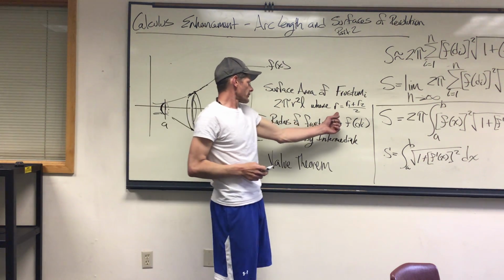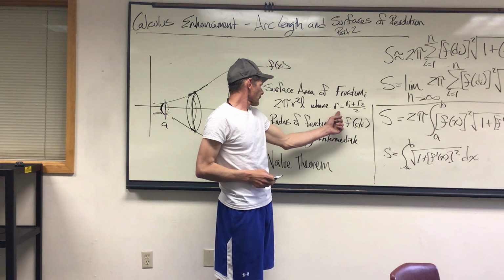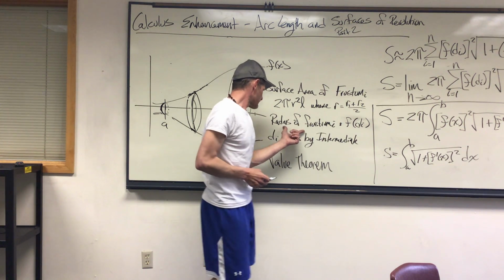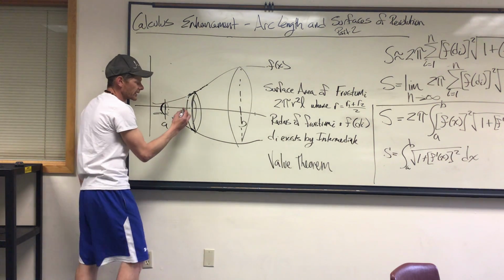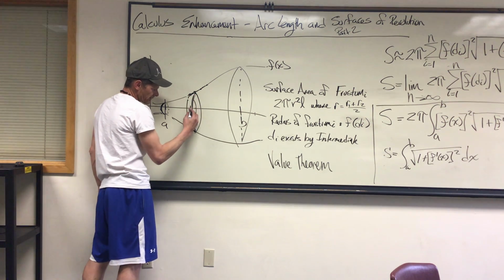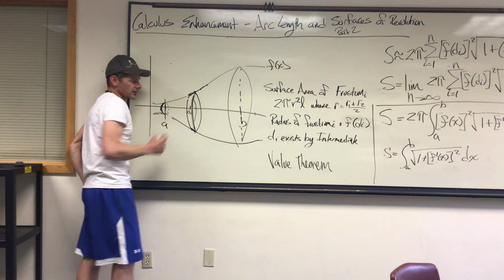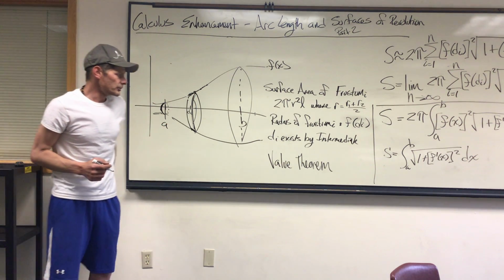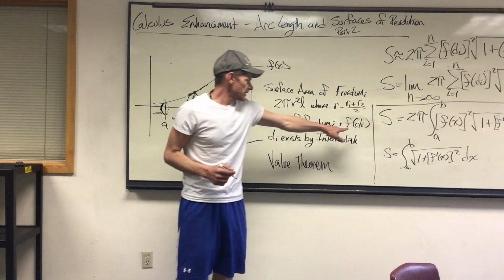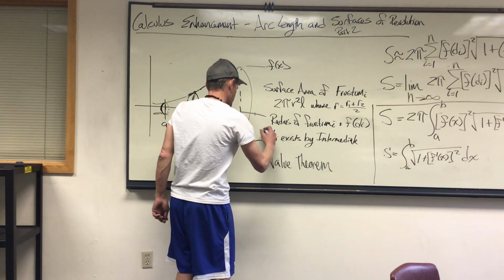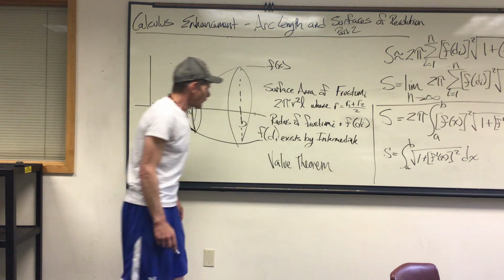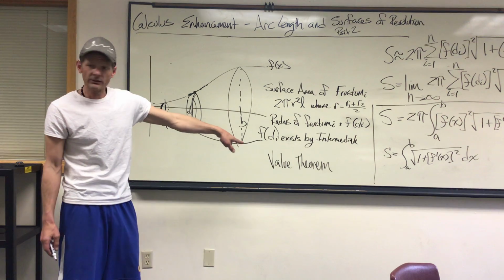The radius of the frustum, in our case, is going to be a little d sub i right in here, and we evaluate the function f there. It's going to put us right in the middle. We do know that f of d sub i exists, by the intermediate value theorem.